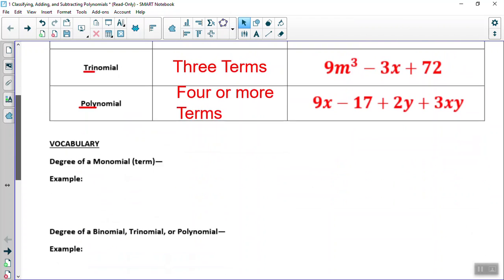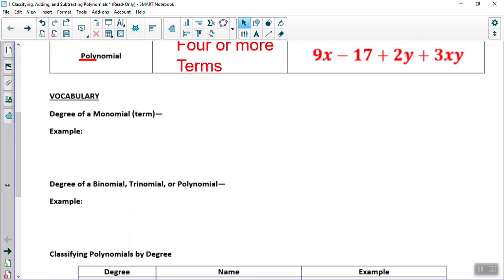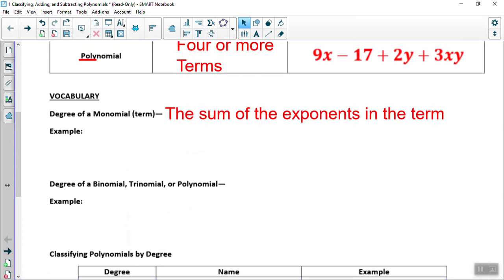All right, let's look at some vocabulary. So the degree of a monomial, okay, is the sum of the exponents in that term. So we're going to be looking at exponents. Remember, sum means addition. So we'll take all the exponents that are found in a term and add them together. And that will give us the degree of that monomial.